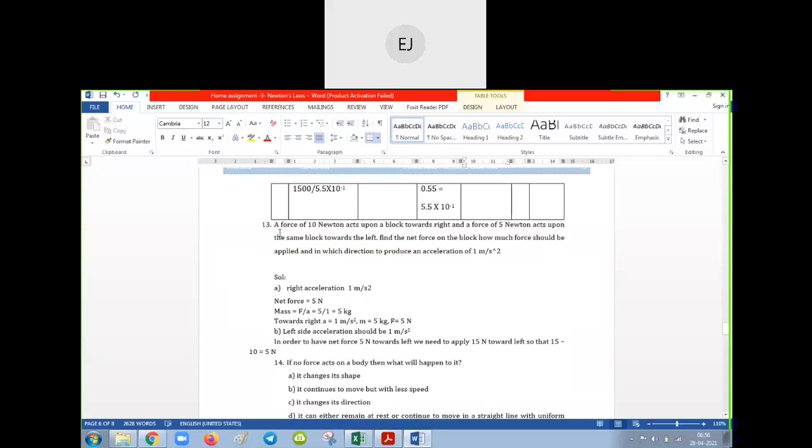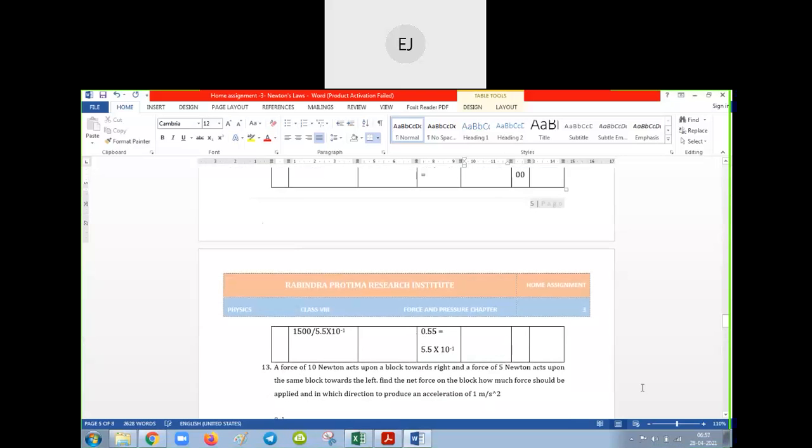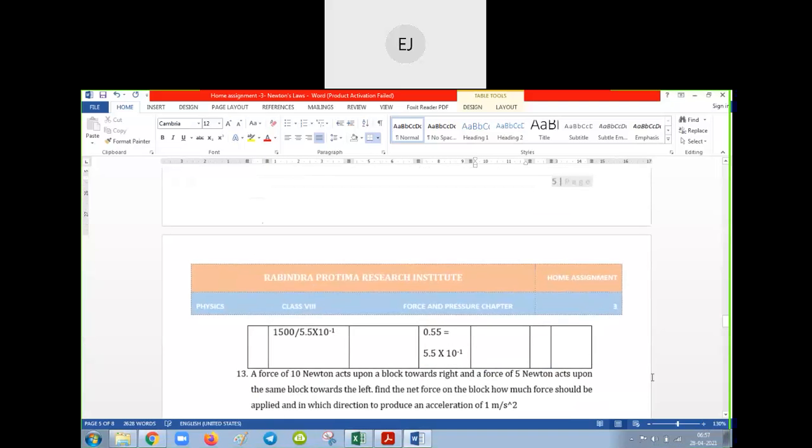A force of 10 Newton acts upon a block towards right, and a force of 5 Newton acts on the same block towards left. So 10 Newton you are applying rightwards and 5 Newton leftwards. What is the net force? Sir, rightwards 5 Newton. So net force is 10 minus 5, that is 5 Newton, on the right side. Yes, very good.